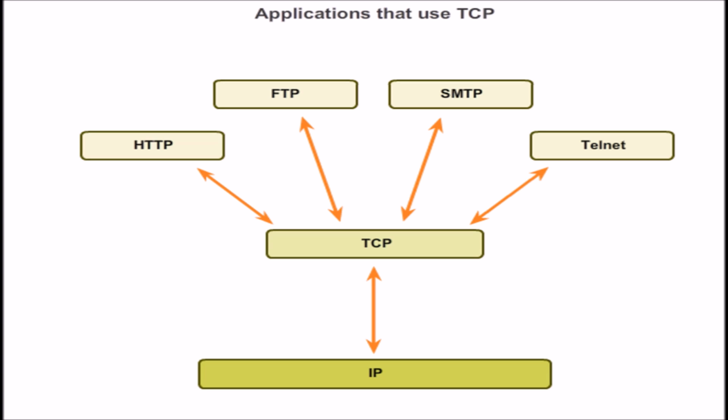Many applications require reliability and other services provided by TCP. These are applications that can tolerate some delay or performance loss due to the overhead imposed by TCP. This makes TCP best suited for applications that need reliable transport and can tolerate some delay.